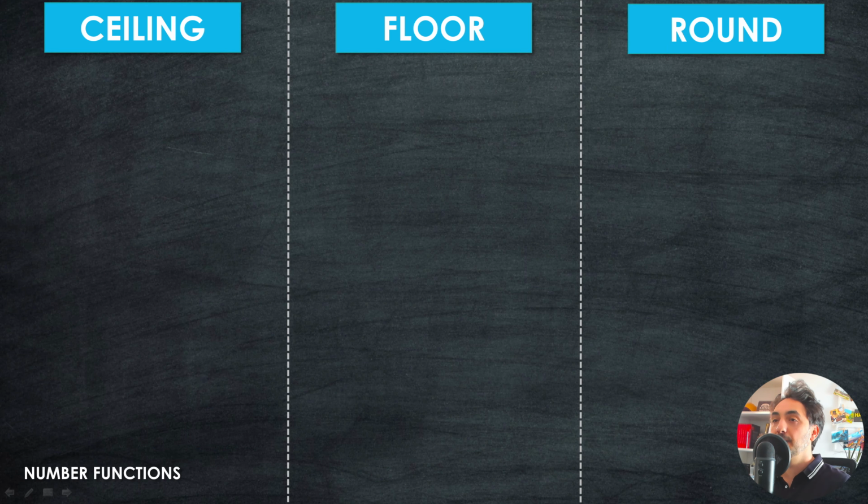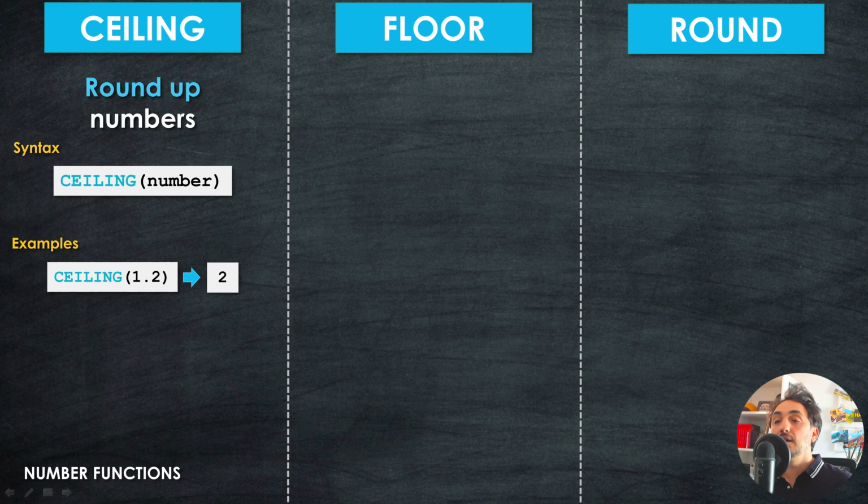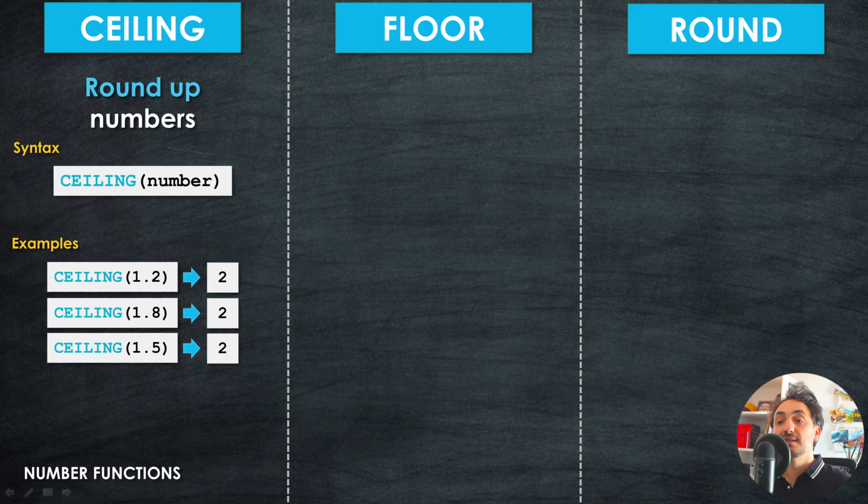Alright, so now let's compare the 3 functions side by side. We're gonna start with the ceiling. The ceiling is gonna round up the numbers. The syntax in Tableau is gonna look like this: ceiling, and it accepts only one argument, the original number. For example, the ceiling of 1.2 is gonna be 2, ceiling of 1.8 is gonna be 2, ceiling of 1.5 is gonna be 2. We are always going to the higher number. Let's move to the next one.